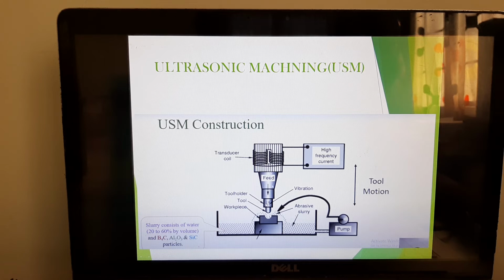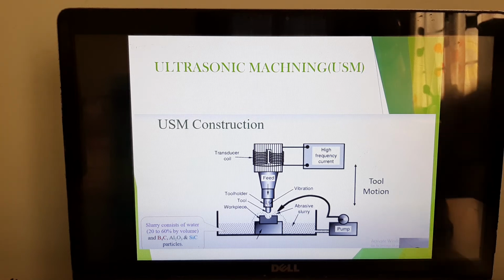So the transducer causes the tool to oscillate. When the tool oscillates, it creates a vibration, and that oscillation would cause the workpiece to oscillate. Since it is immersed in the abrasive slurry, the slurry will be stirred, and it is going to rub against the surface of your workpiece and help to remove material.